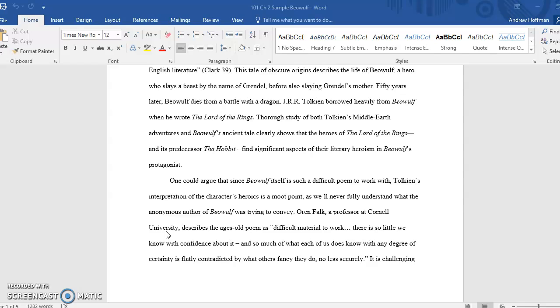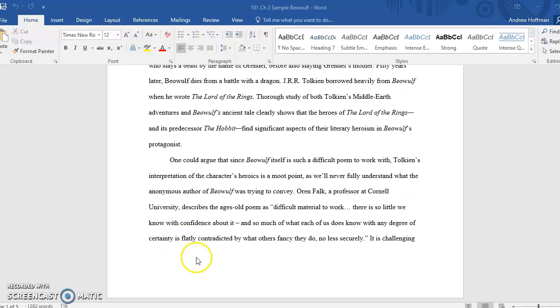Oren Falk, a professor at Cornell University, describes the ages-old poem as, quote, difficult material to work. There is so little we know with confidence about it, and so much of what each of us does know with any degree of certainty is flatly contradicted by what others fancy they do, no less securely, end quote.